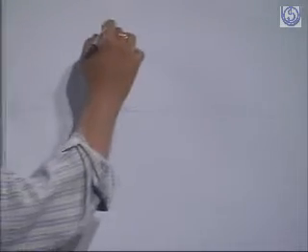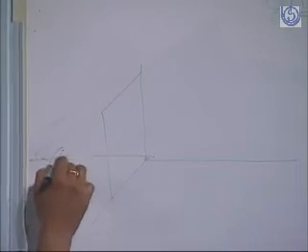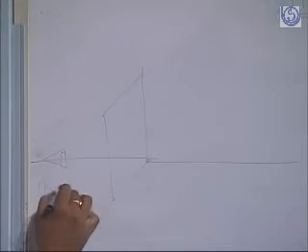Say this is a system in which the plane is there, and the observer is at the position 0, 0, minus d.